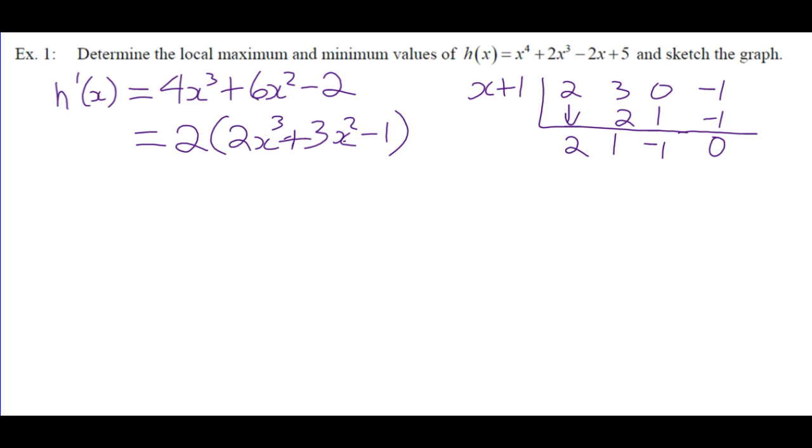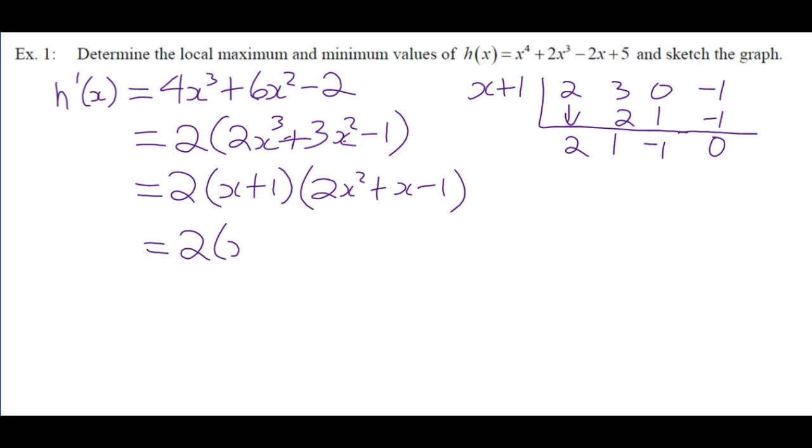Since negative 1 was the root, then x plus 1 is the factor, and the other factor is 2x squared plus x minus 1. So that, hopefully, factors. What do I need, a plus and a minus?